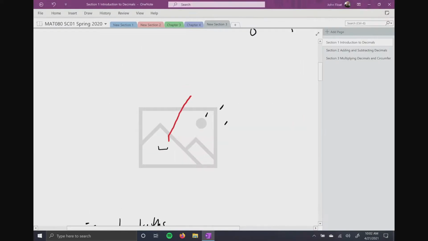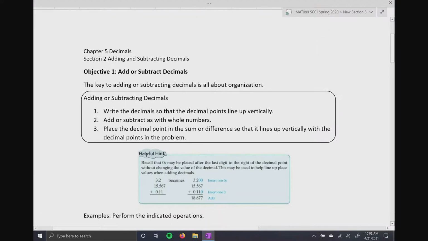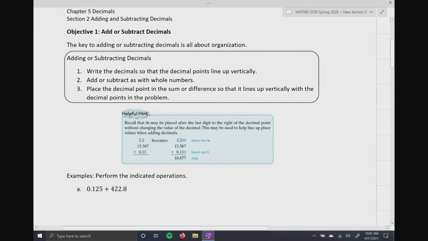So today, we're going to add or subtract. And it's actually very simple, okay? So to add or subtract decimals, I'm looking in the box right now. You're going to write the decimals so that the decimal points line up vertically. Add or subtract, as with whole numbers, place the decimal point in the sum or difference so that it lines up vertically with the decimal points.